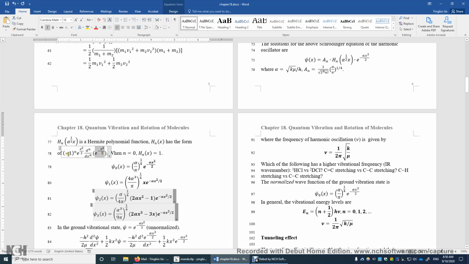You get 1. Negative 1 to the power of 0, that's 1. So when n is 0, this Harmonic polynomial function is simply 1. Now, what if n is 1?